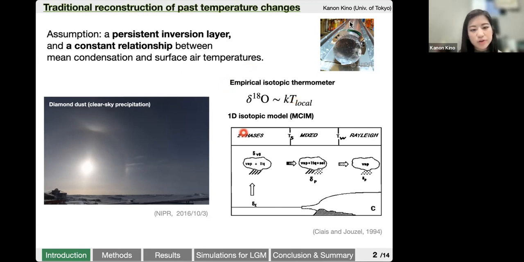And the one-dimensional model can simulate the transportation of the water isotopes from low latitude to Antarctica.